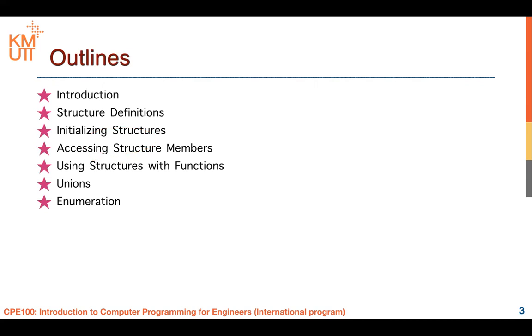So today I will introduce you to the structure and how to define it. Then you have to know how to initialize the data structure and how to access the structure members. We know that in a record we have many fields that describe the structure, so we have to know how to access them. And we can pass a structure into a function as an argument, both by value or by reference. The next one is another kind of structure that we call a union.